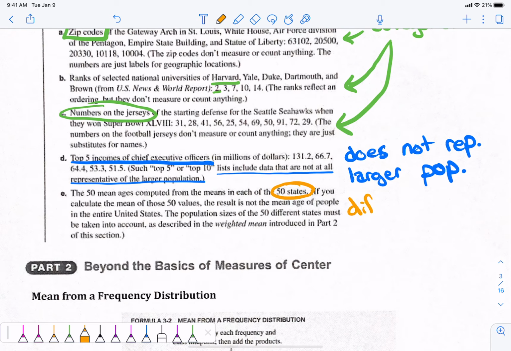So differing population sizes will throw off the average, and we can't just weight them evenly. We can't just take the average of Texas, the average of Nebraska, the average of Kansas, the average of Hawaii, right? They're all going to be weighted differently because Texas is larger. California is larger. New York has a larger population, because they're more densely populated. So we have to take those things into consideration when we're dealing with those groupings, right?